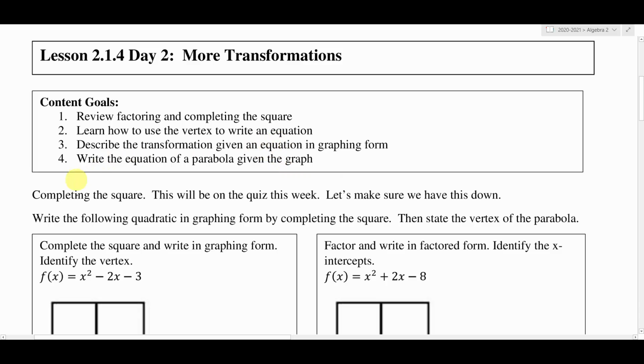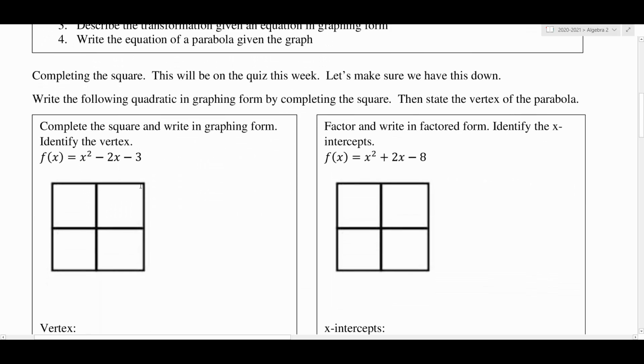All right. So we're going to start off with some completing the square here. This will be on the quiz this week. You need to make sure that you have it down. That's why I'm going over it every day and doing an example with you every day. So make sure that you are doing these in the practice problems and know that you are getting them right. If not, ask me questions here.